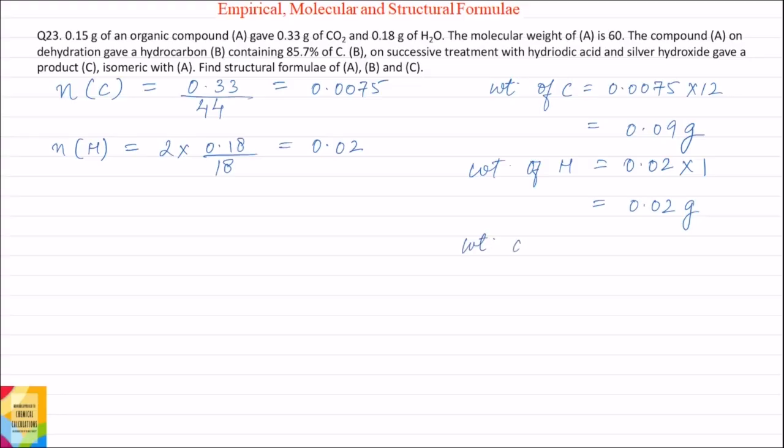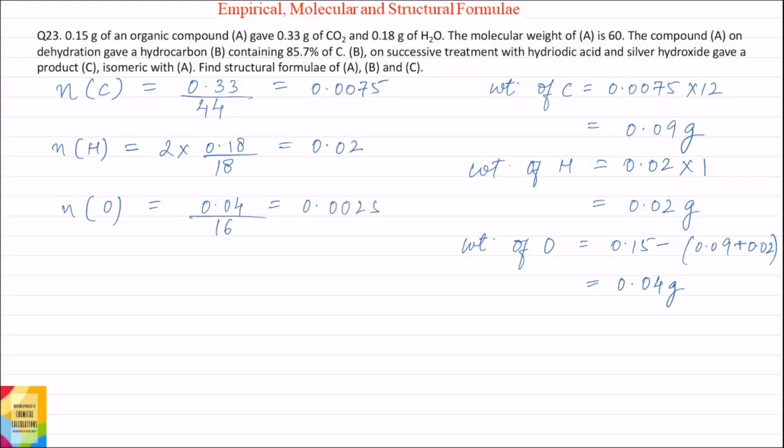Therefore weight of oxygen in the compound is equal to 0.15 minus (0.09 plus 0.02), and this is equal to 0.04 gram. From this, moles of oxygen will be equal to 0.04 divided by 16, and this is equal to 0.0025 moles. Now the simplest ratio between carbon, hydrogen and oxygen in this compound will be, we will just divide all these moles by 0.0025.